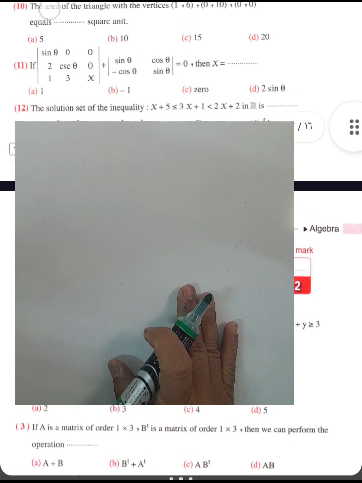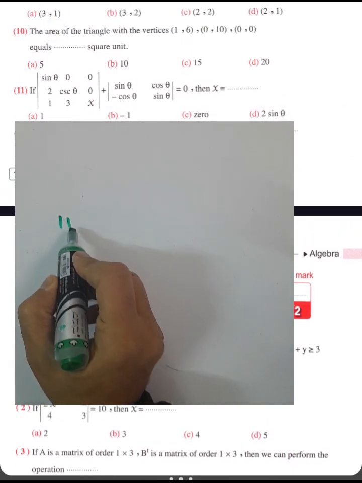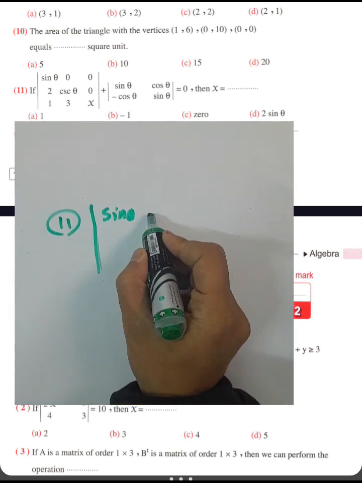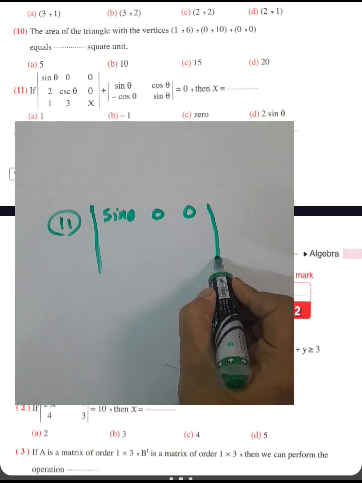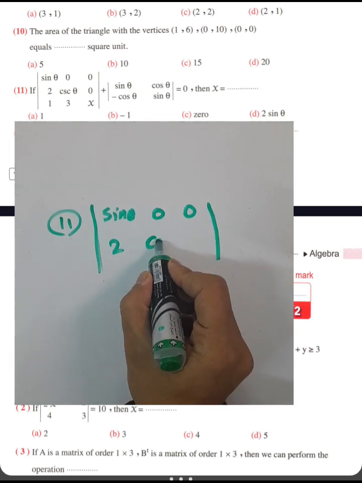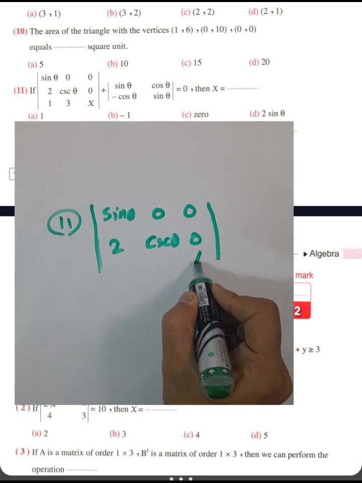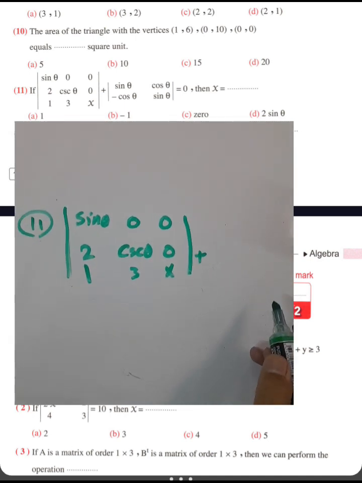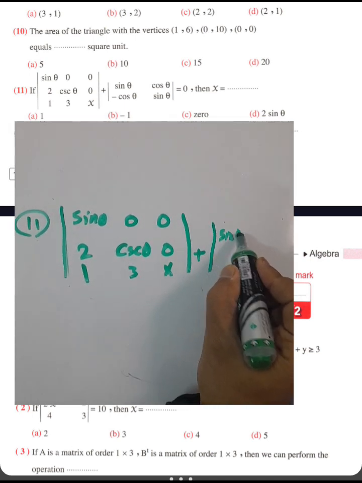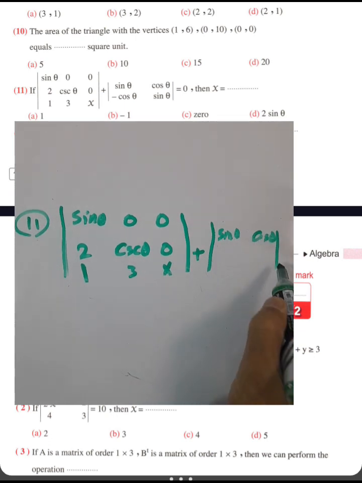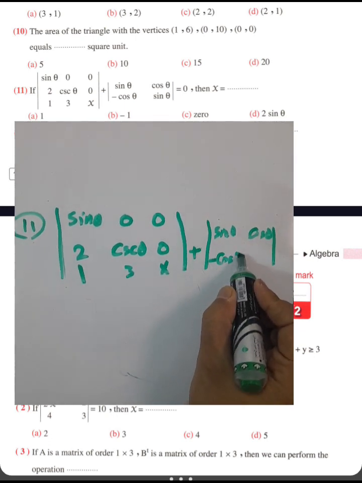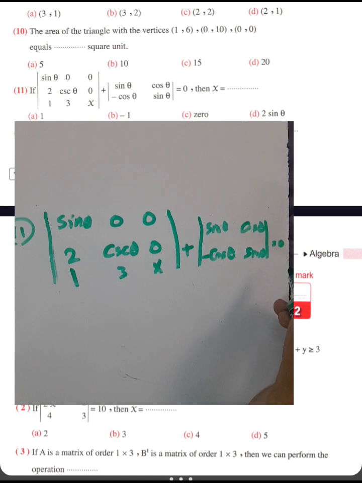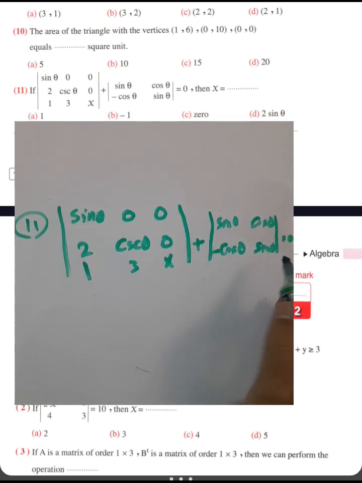Question 11. We have determinant about sine theta 0 and 0, 2 cosec theta 0, x 3 and 1, plus we have sine theta cosine theta negative cosine theta sine theta equal 0. We can find the solution set about this.